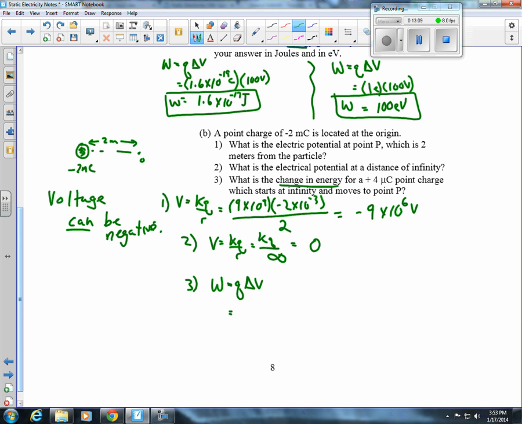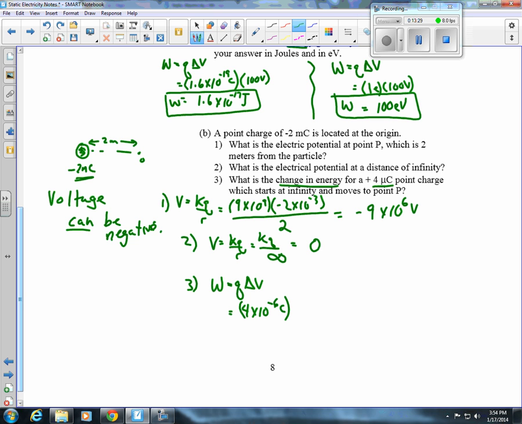Our Q that we're moving, now this Q, it's the change in energy for this charge. It's not for the 2 millicoulomb charge. That one's not moving. It's not going to have a change in energy. I want the change in energy for the plus 4. So it's going to be 4 times 10 to the minus 6 coulombs.